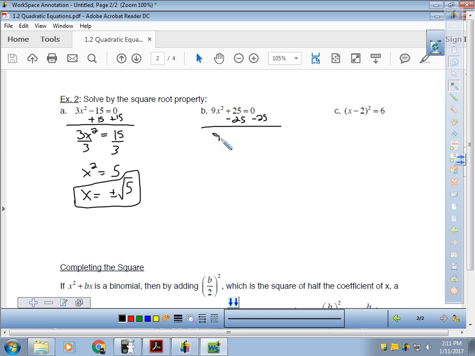So I have 9x squared equals 0 minus 25, which is negative 25. Then I would want to divide both sides by 9. So I end up with x squared equals negative 25 over 9. So then I would take my square root. So we'd have x equals plus or minus the square root of negative 25 over 9.